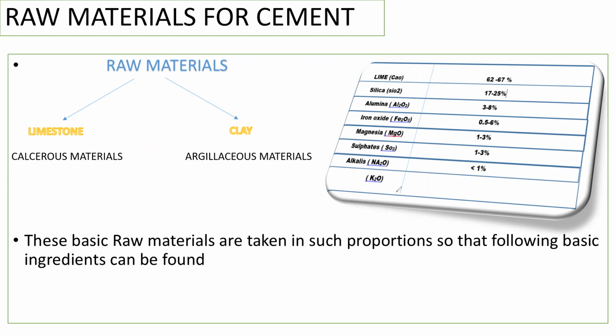Now coming to the different ingredients that are present in the cement. The first one is lime, which is called calcium oxide. Then comes the silica. Then comes the alumina.